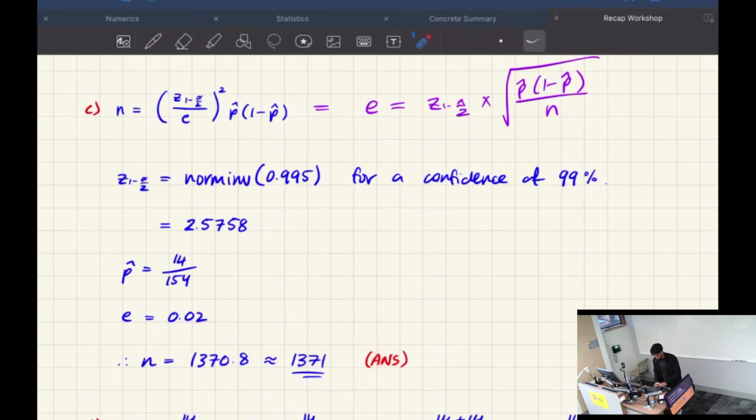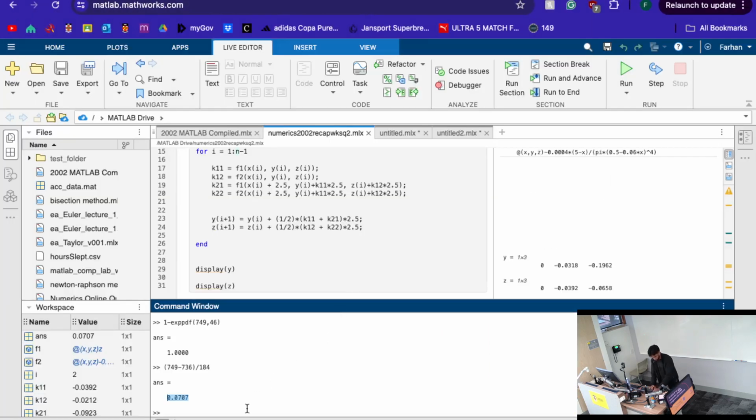Cool? Is there a binomial in? There is? No, I don't think so. Is that a binomial CDF? Let me check. There is. Yeah, binomial CDF. I don't know about binomial inv. It does exist, yeah.